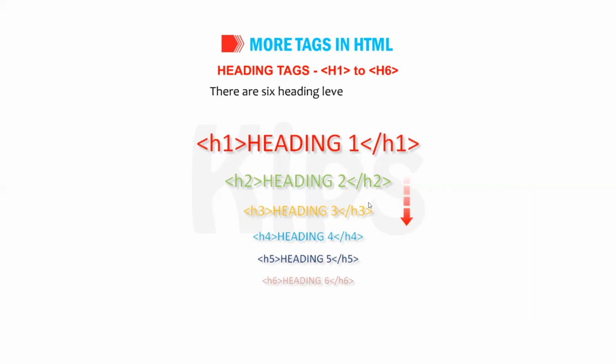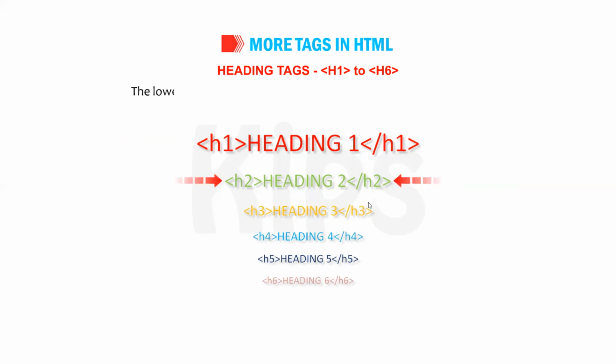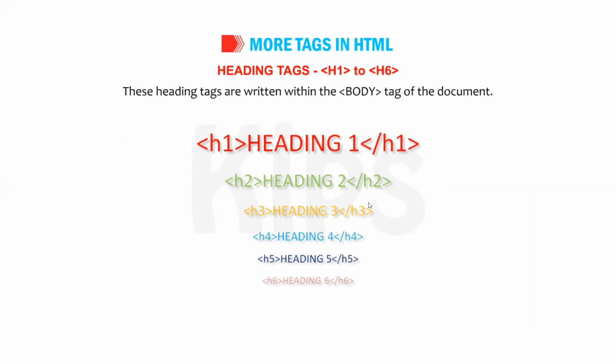There are 6 heading levels, H1 to H6. The H1 heading style displays the text in the largest size and is mainly used for main headings. The lower levels are used for subheadings and less important things. It is not essential to use these heading levels in hierarchy. These heading tags are written within the body tag of the document.